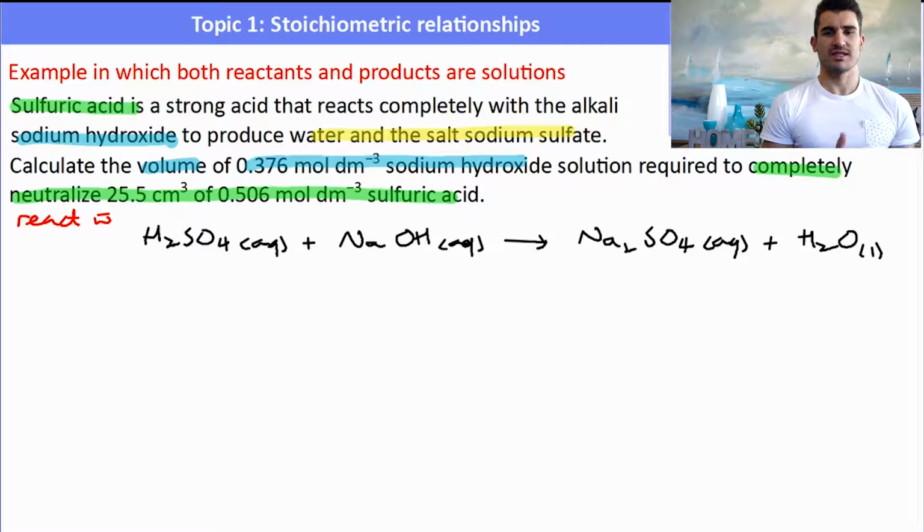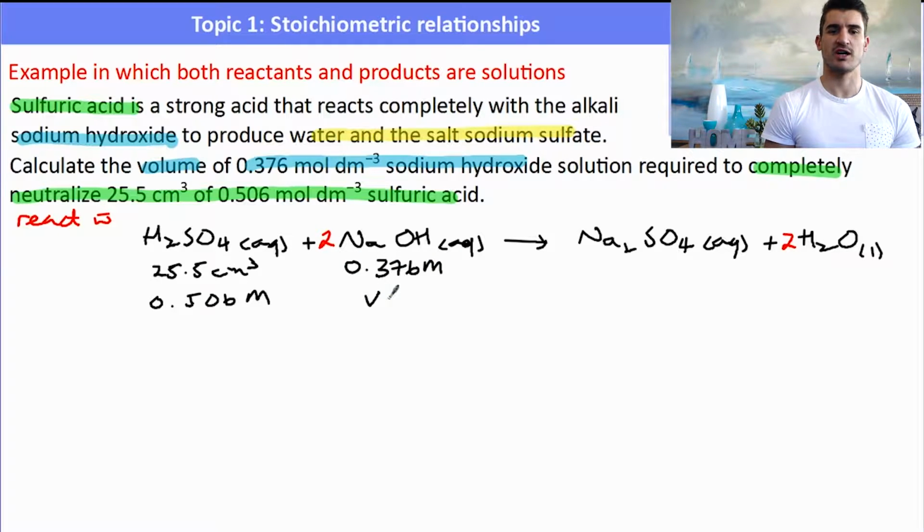So, is this balanced? Well, let's have a look at the sodiums. No, I've got 2 sodiums on the right and only 1 on the left, so I need to put a 2 in front of the NaOH, and then that forces me to put a 2 in front of the water. Now, let's start with the sulfuric acid, H2SO4. What information were we given? Well, we were told that we need 25.5 centimeters cubed of a 0.506 molar solution to neutralize some sodium hydroxide. We were told the concentration of the sodium hydroxide, and our volume was our unknown. That was the thing that we needed to find. So again, we start off working with the one that we've got the information for. So I've got information for sulfuric acid, H2SO4.